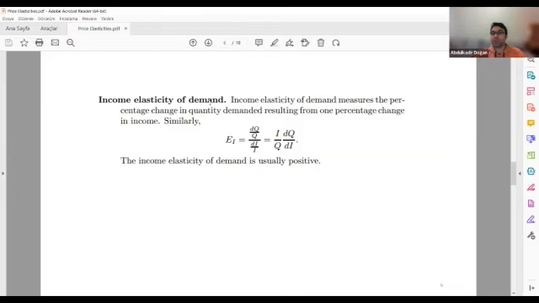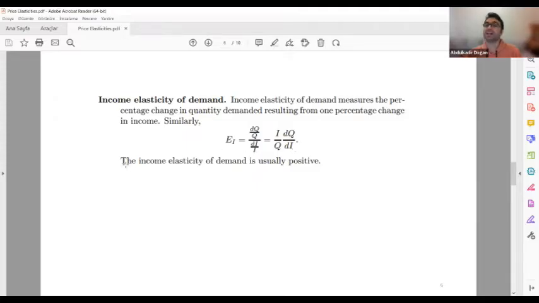Income elasticity of demand. What does this mean? Let's say Dr. Walchin has a good budget, and one day he is going to take something from the market. Income elasticity measures the percentage change in quantity demanded resulting from a percentage change in income. Similarly, if my income changes, what will happen to my quantity demanded?